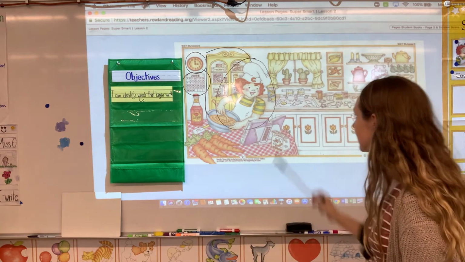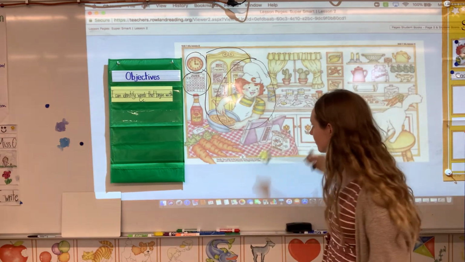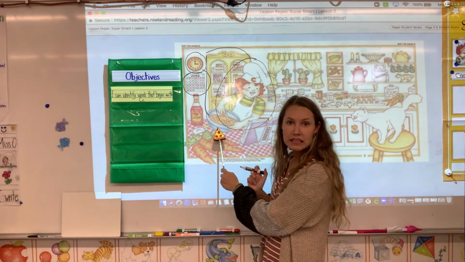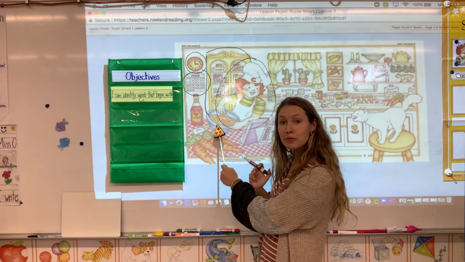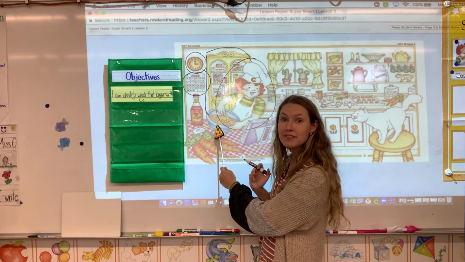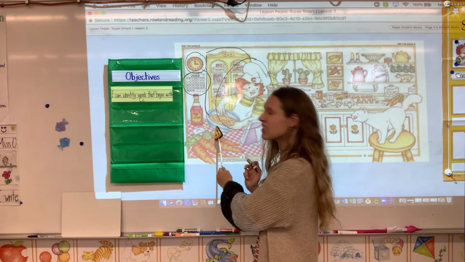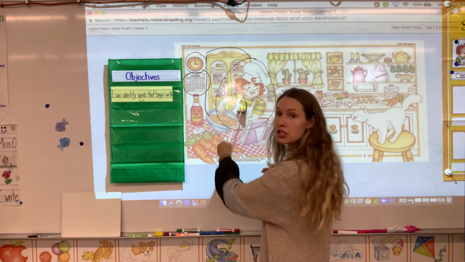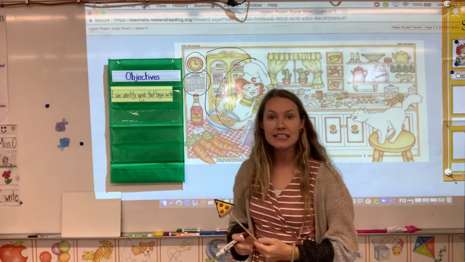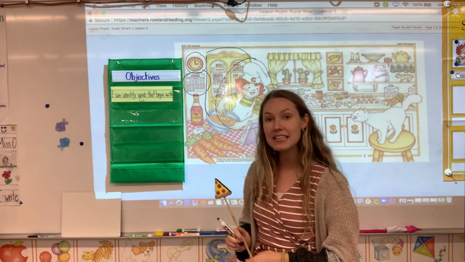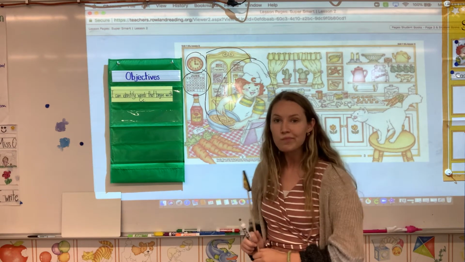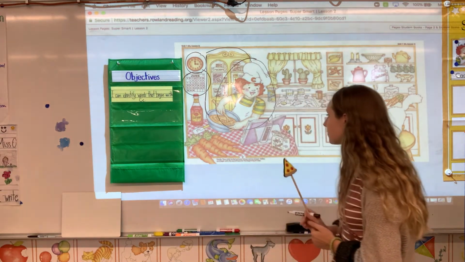What else do we see in this corner? I see that she has a bowl. Does bowl begin with the C sound? No, so we're not going to circle her bowl. I see she's also mixing with a spoon. Is spoon a C word? Does it start with the k sound? No, so we're not going to circle the spoon.